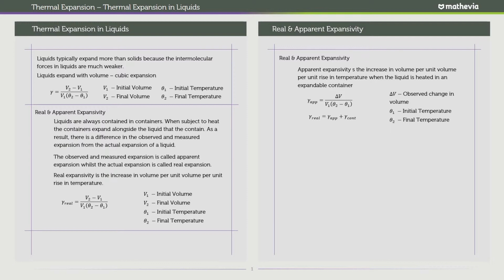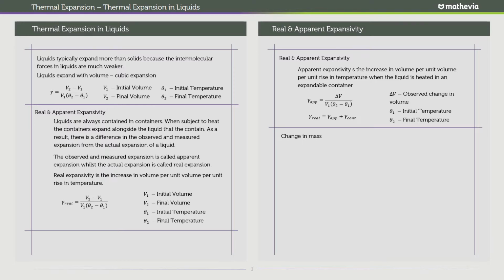So if you're given the real expansivity of a liquid, and you're given the expansivity of the solid container, to find the expansivity that will give you that observed expansion, you just subtract the expansivity of the container from the real expansivity of the liquid.